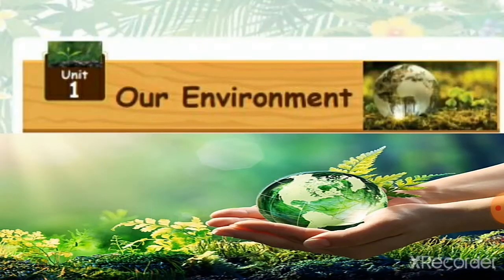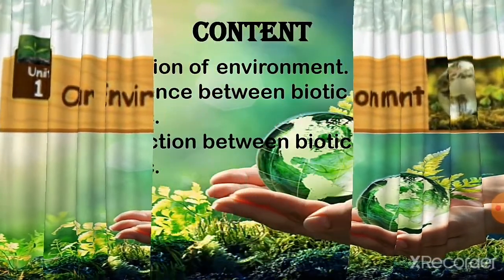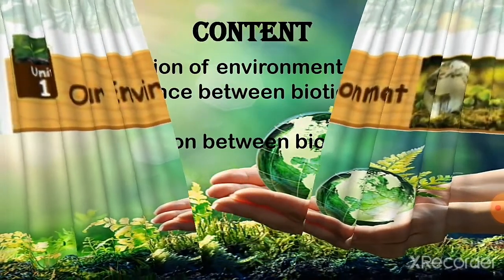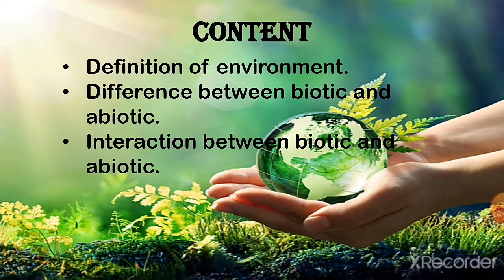In third standard science, term 3, we are going to see unit 1. The lesson is our environment. In this lesson, we are going to see the definition of environment, difference between biotic and abiotic factors, and about interaction between biotic and abiotic factors. Let me start our lesson.